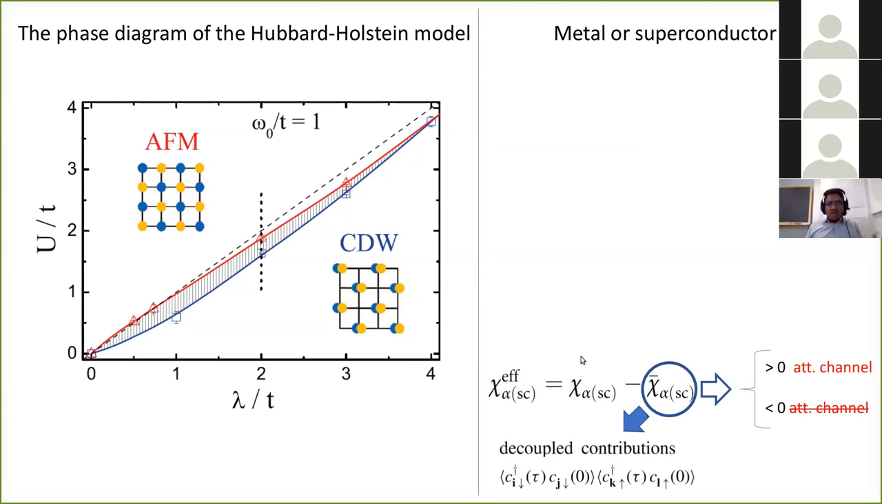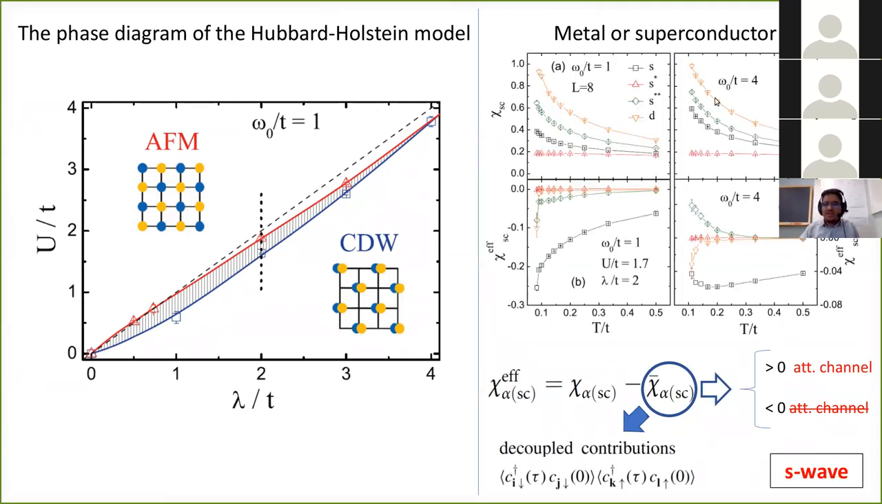We can analyze it by analyzing the pairing susceptibility, and here we present the results for this quantity. I will skip some details, but basically one good quantity is the effective susceptibility. Basically you take your susceptibility and you remove the decoupled contribution, the contribution from non-interacting particles. And if this is positive, you really have an attractive channel. And here, analyzing it, we see that we have an enhancement just for one channel, which is the non-local S wave.